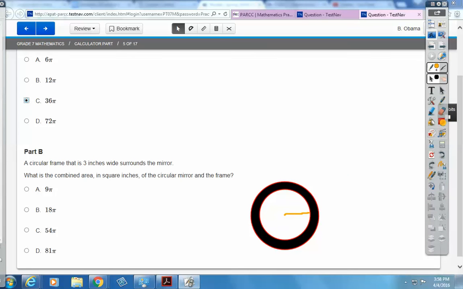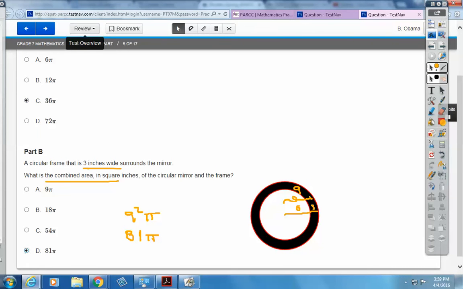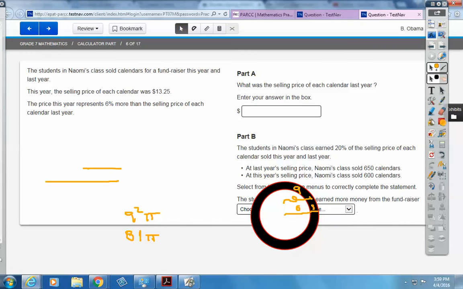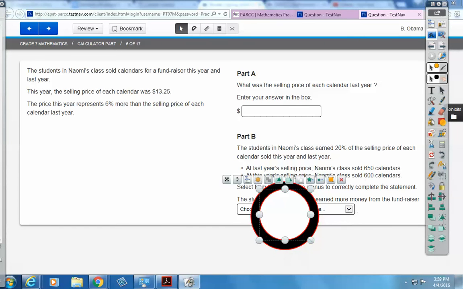So we know the radius here is 6. And it says the frame is 3 inches wide. So from here to here is 3. So that means this whole distance here is going to be 9. Oh, so what is the combined area? Well, it's going to be 9 squared pi. 9 squared is 81 pi. So I go ahead and click D. Number 6. Let me get rid of my mirror.